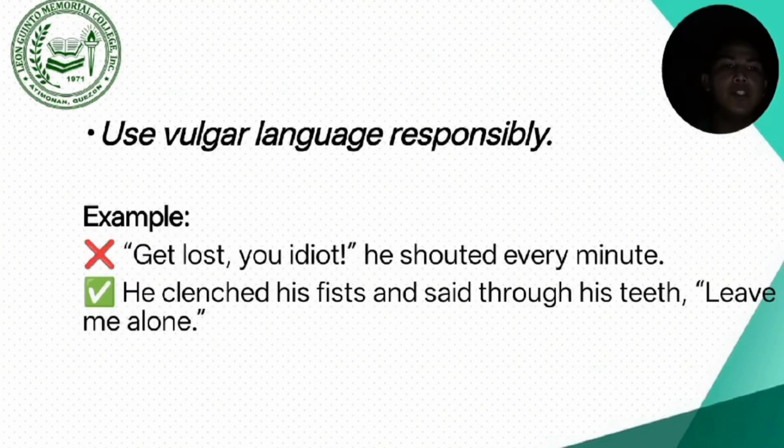The next one is use vulgar language responsibly. Sometimes strong or rude language can fit the character. So for example, if the person is angry or a street fighter, but it should be used carefully. So there are better ways to show emotion without using bad words. So for example, "Get lost, you idiot," he shouted. Or, he clenched his fist and said through his teeth, "Leave me alone." So the second one still shows anger, but in a cleaner, more creative way. Vulgar words should never be used just for shock. They must have a purpose.